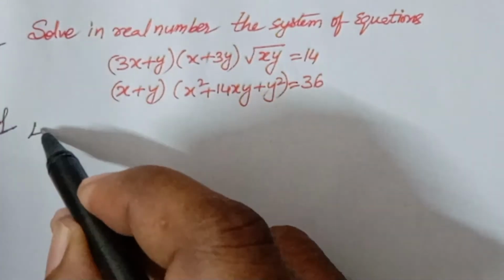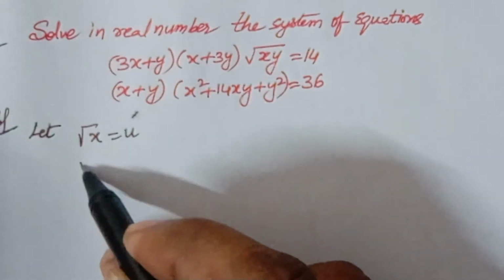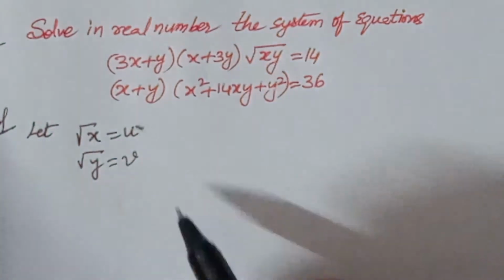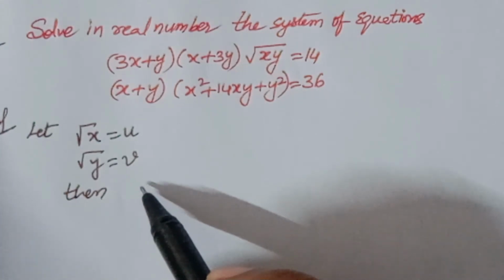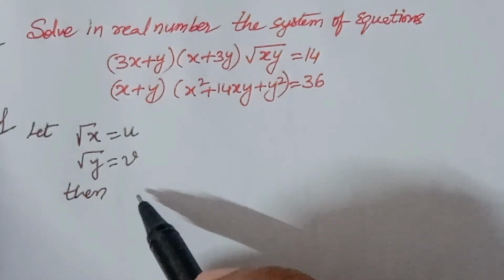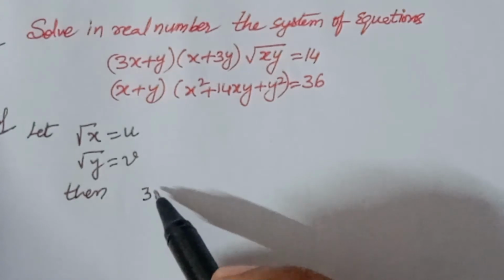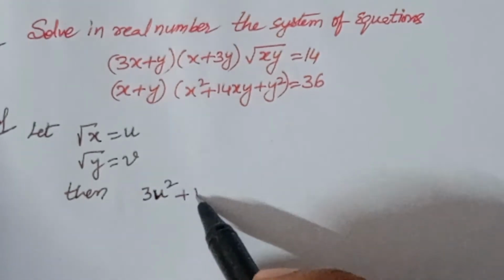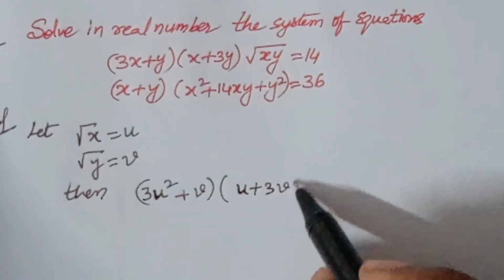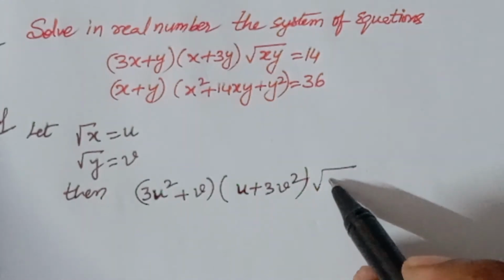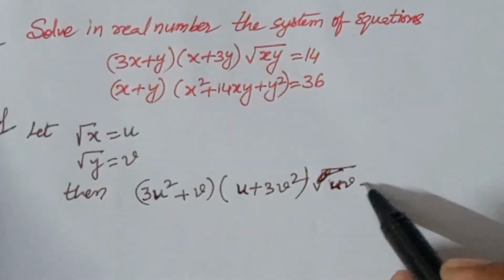Pause the video for 10 seconds and try it. So here let √x = u and √y = v. Then the equations become: (3u² + v²)(u² + 3v²) times √(u²v²), that is u times v, is equal to 14.